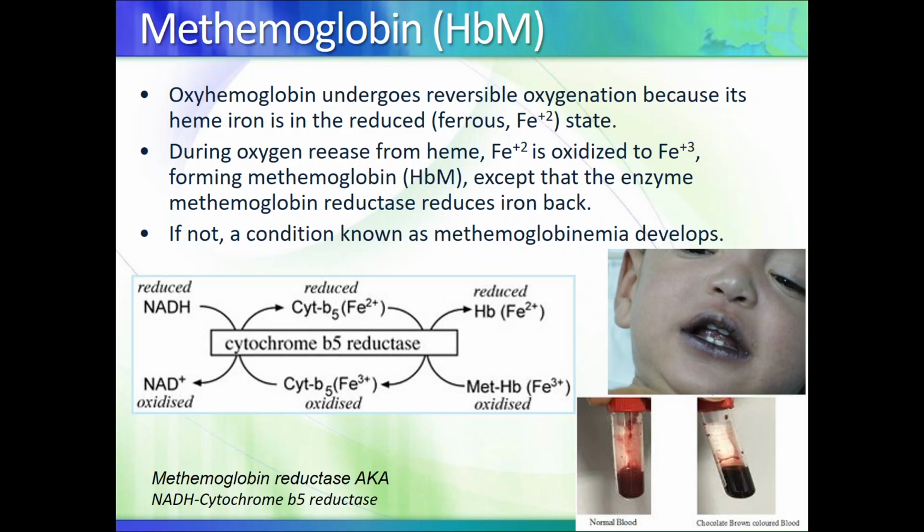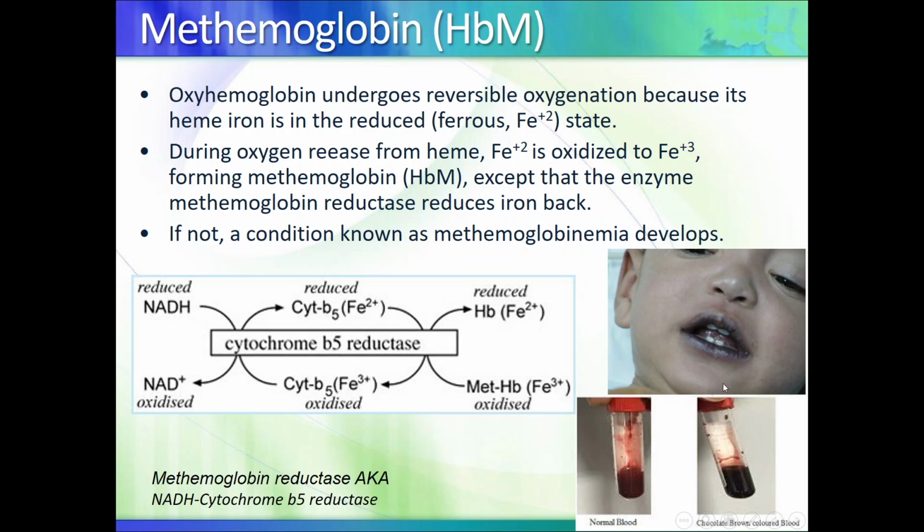Now, there are two reasons that keep iron in the ferrous state in hemoglobin. The first factor that prevents oxidation of iron is the hydrophobic environment surrounding heme. We talked about that before. The second reason is that there is an enzyme known as methemoglobin reductase, also known as cytochrome B5 reductase, same thing. This enzyme utilizes NADH to reduce iron from Fe+3 to Fe+2.